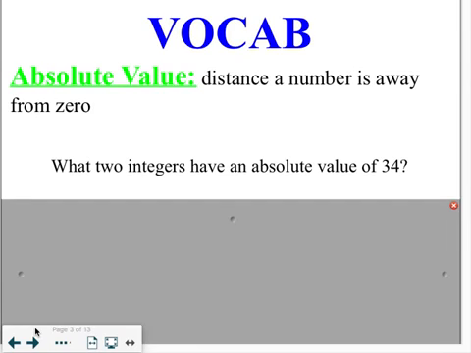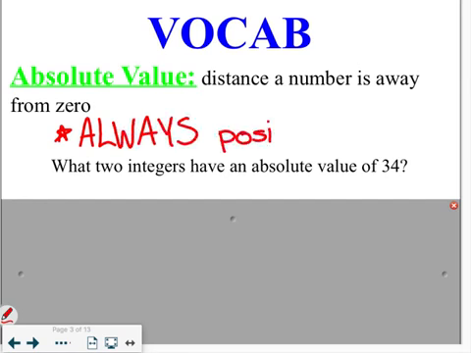An absolute value is the distance a number is away from zero. So if you're looking at a number line, it's how far away it is from that zero marker. It doesn't matter if it's to the left or to the right. The key thing about absolute value is it is always positive. It doesn't matter if you are 5 to the left or 5 to the right. Both of those numbers have an absolute value of 5.